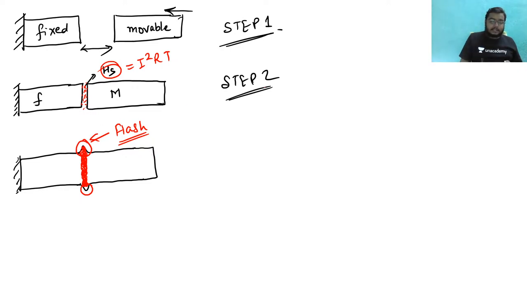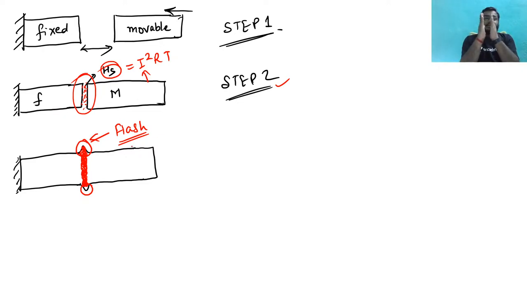In this step 2, once I brought them very close, there is a gap, so there is a resistance. Due to this resistance, I am supplying a very high amount of current. So with a very high amount of current, I square RT, heat supplied at the junction would be more. Once I got a sufficient amount of heat at this junction, this is the condition.